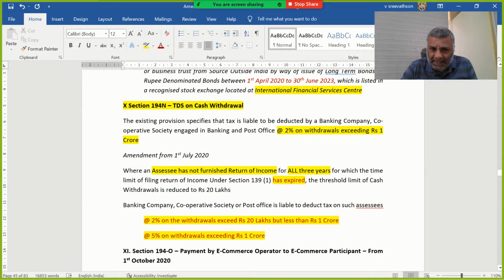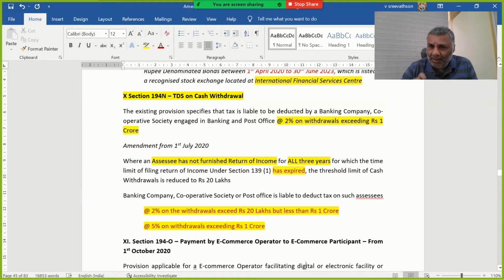So TDS on cash withdrawal, okay, 2% of withdrawals exceeding 1 crore, the parent provision for all people. But to widen the tax net, to see who is withdrawing cash more, they have brought in one other provision. Intention is not collection of tax. Intention is to monitor those people who are withdrawing cash, which means they have earned the income. So they do this to widen the tax net.